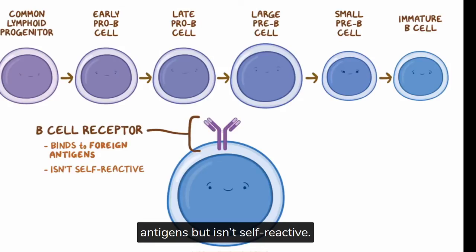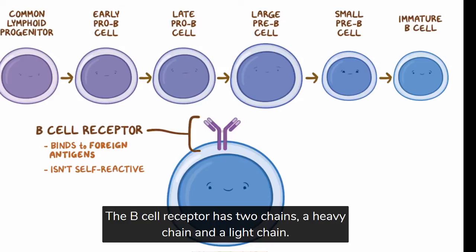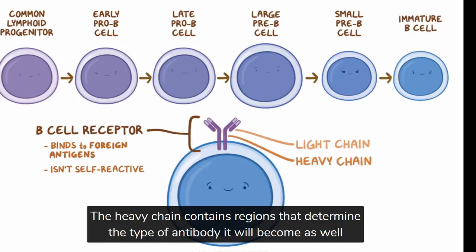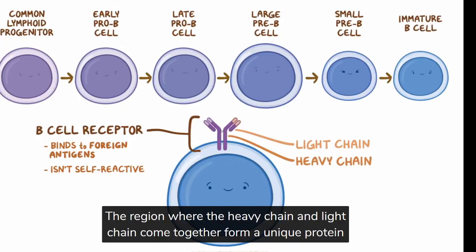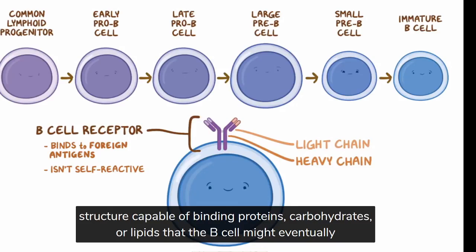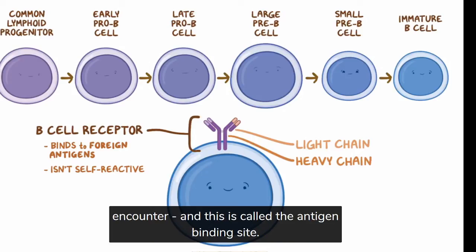The B cell receptor has 2 chains, a heavy chain and a light chain. The heavy chain contains regions that determine the type of antibody it'll become, as well as whether the B cell receptor will be surface-bound or secreted, like an antibody. The region where the heavy chain and light chain come together form a unique protein structure capable of binding proteins, carbohydrates, or lipids that the B cell might eventually encounter. And this is called the antigen binding site.